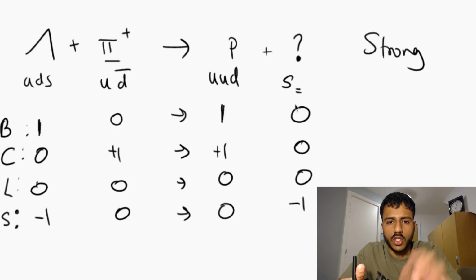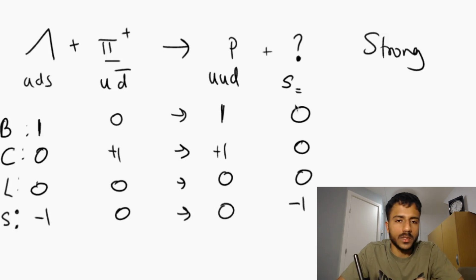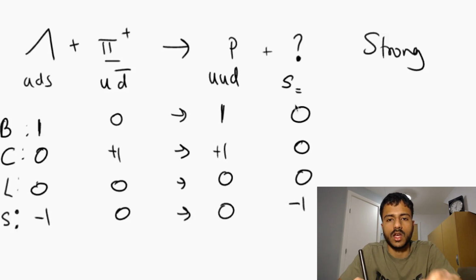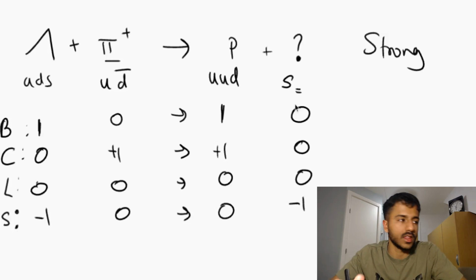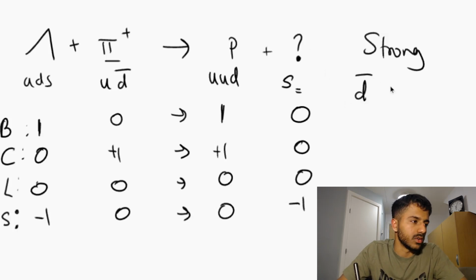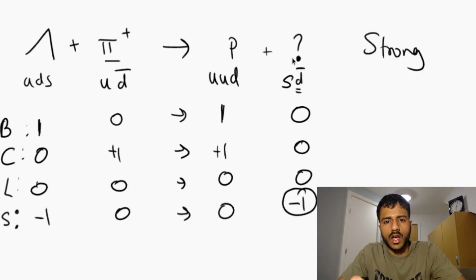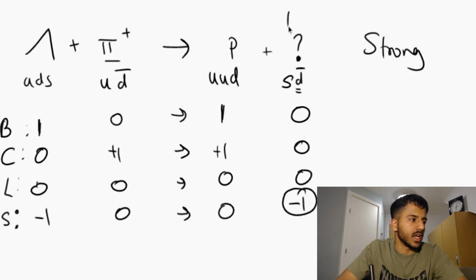And in order to get the charge to 0, this has to have an opposite charge to the strange quark. The strange quark has a charge of minus a third. So we need an antiparticle that has a charge of plus a third. And there are two. There's the anti-down and the anti-strange. And because we need an overall strangeness of -1, this other quark has to be the anti-down. So if you were to look at your table of mesons, this here would be a K0 meson.